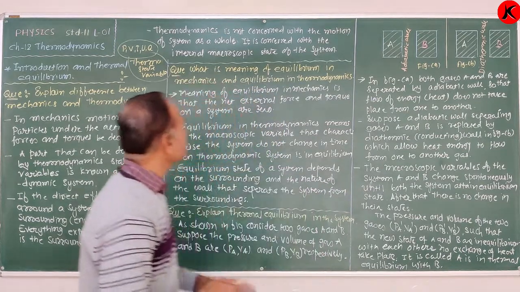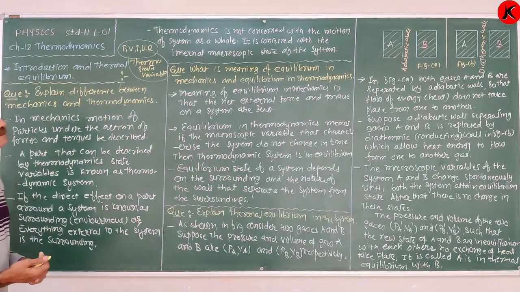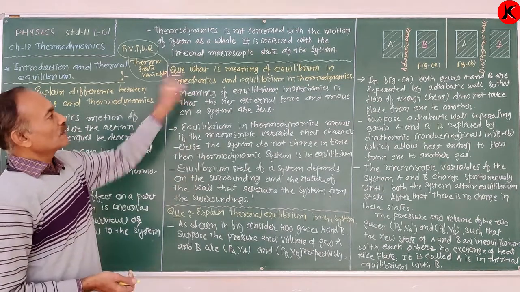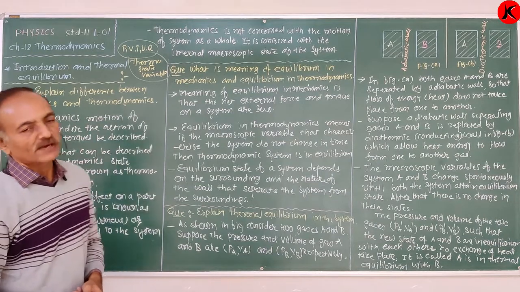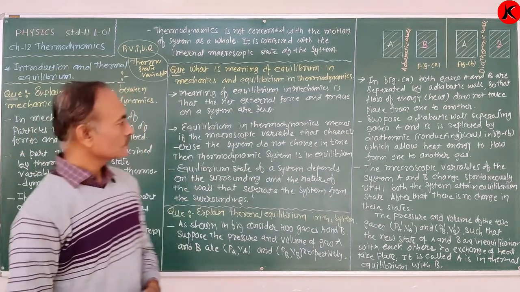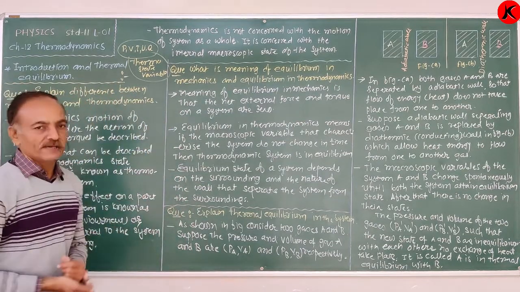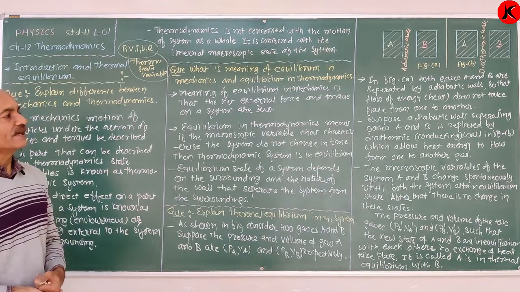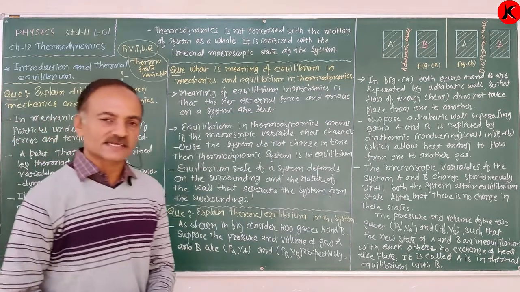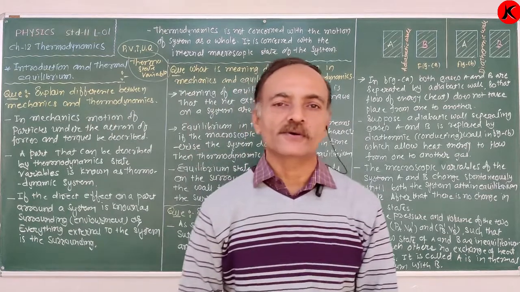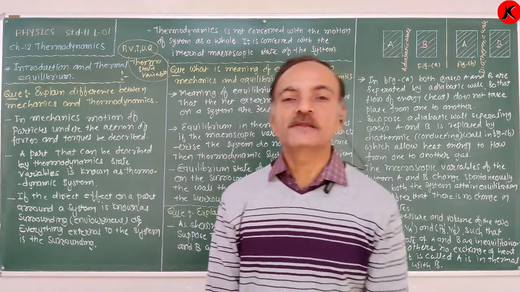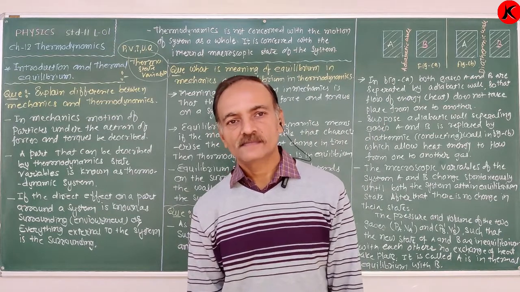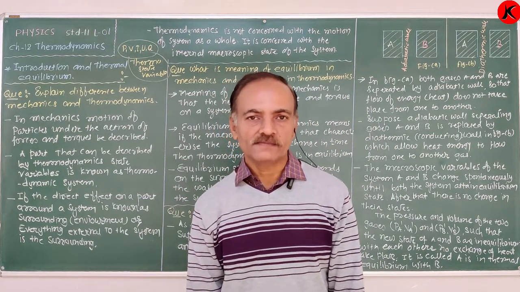Now after that, what is the meaning of equilibrium in mechanics and equilibrium in thermodynamics? So the meaning of equilibrium in mechanics is that the net external force and net external torque acting on a system is zero. Already we discussed equilibrium of a system, mechanical equilibrium.